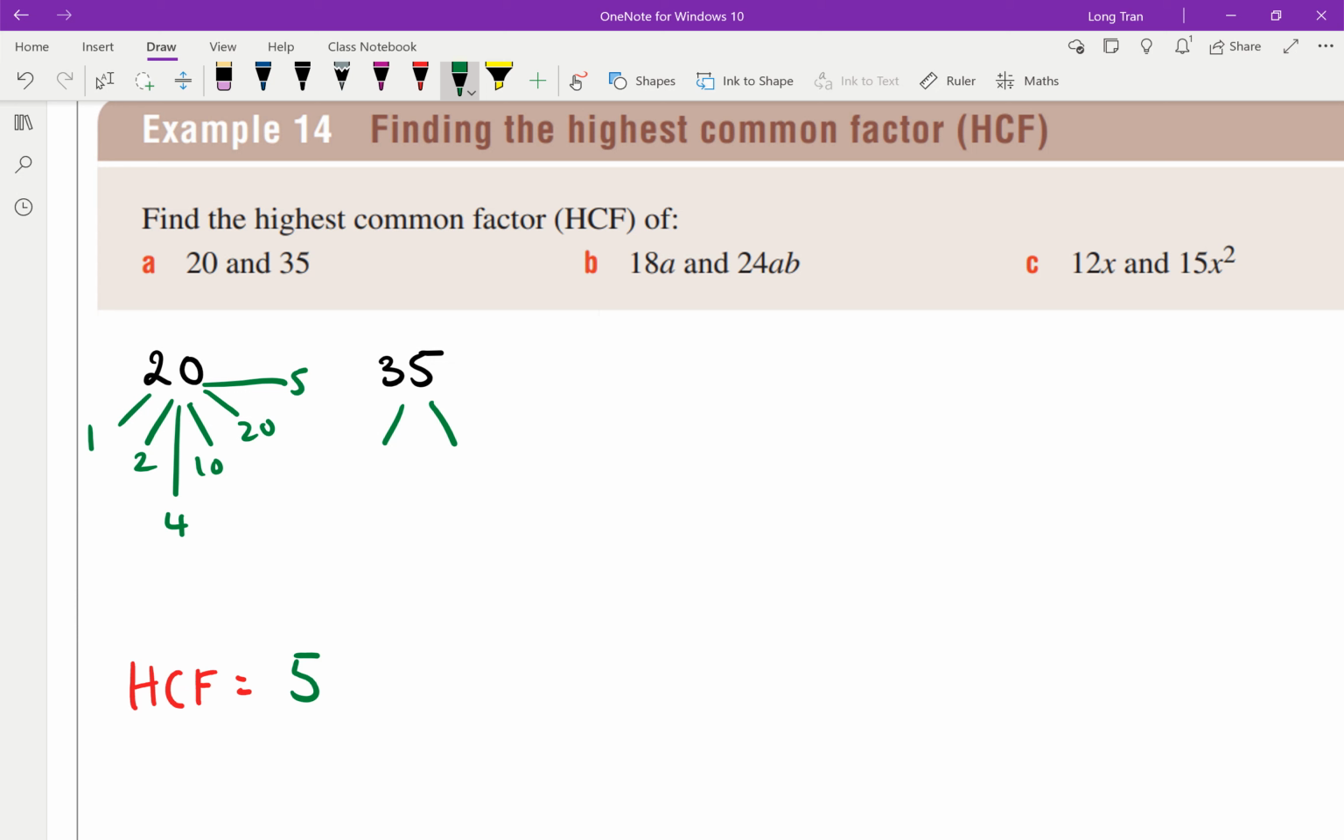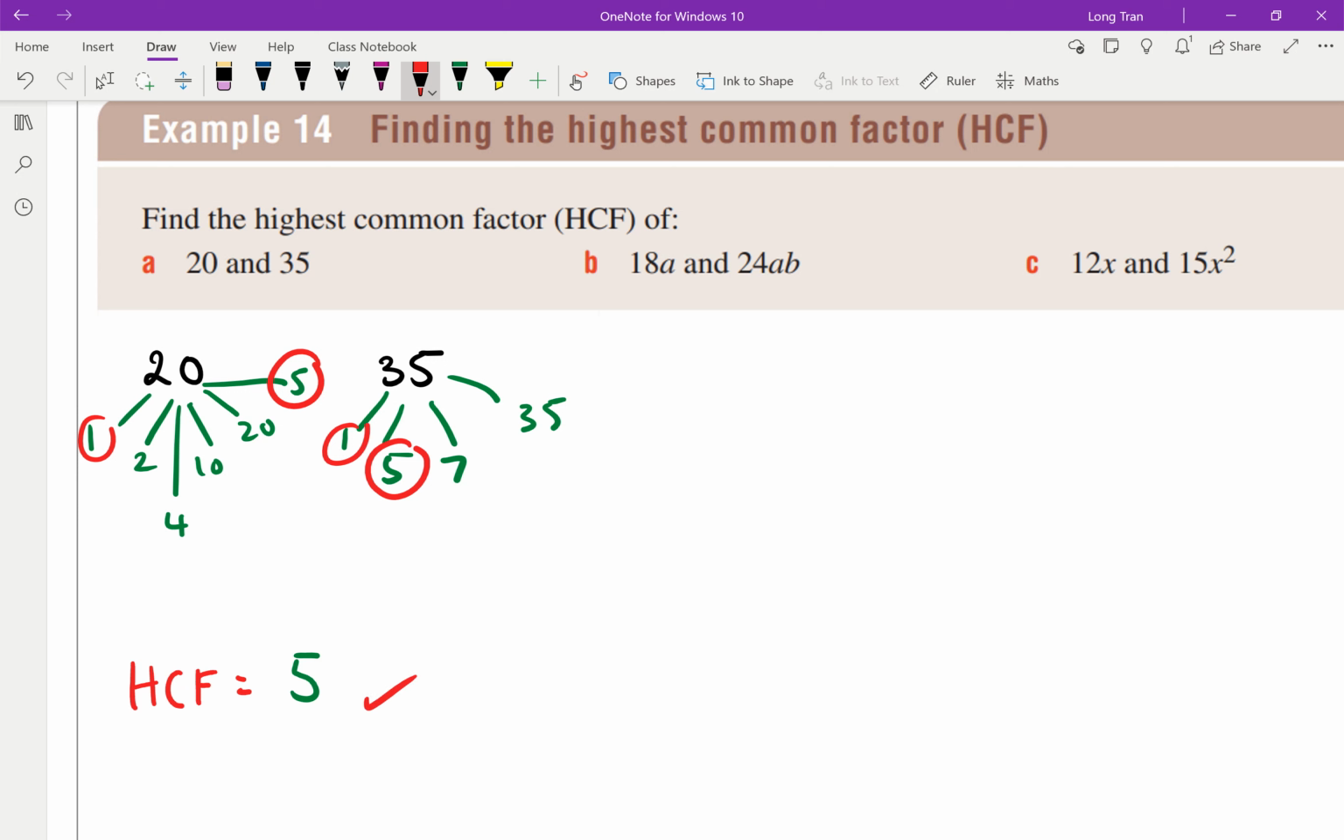Then you do the same for 35. What are the factors of 35? I got 1 and 35, but what else? 5 and 7. So now you look at the list and you say, what's in common between the two? We can see here, they both have a 5 and they both have a 1, but we want the highest common factor. That's why the answer is 5.